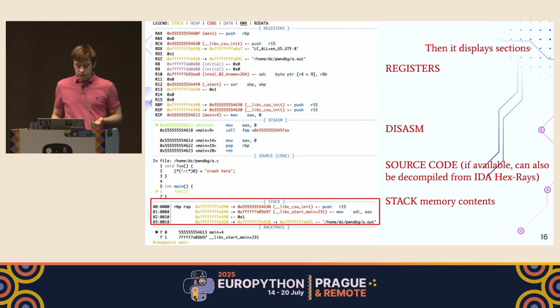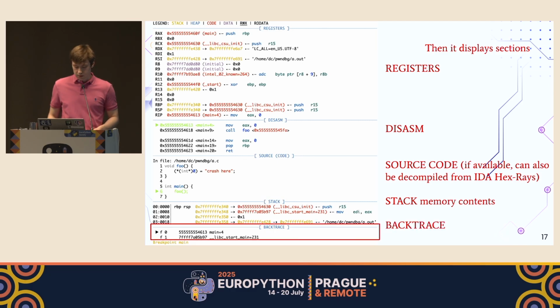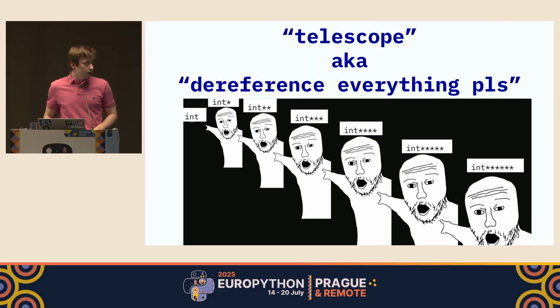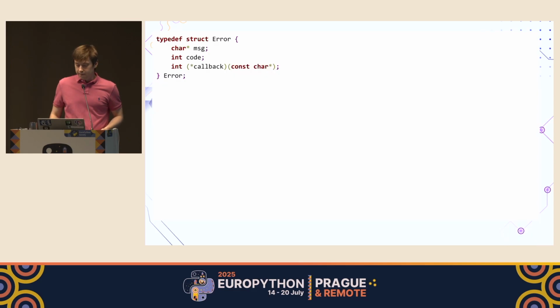We have the stack memory content. So we just display part of the memory that the program usually uses, because the stack is used a lot by programs. And backtrace, so where you are located in the program. And as I said, everything is telescoped, which means we try to dereference any pointer that we see there. So if you have a pointer to pointer to pointer to pointer, we dereference it and so on and so on.